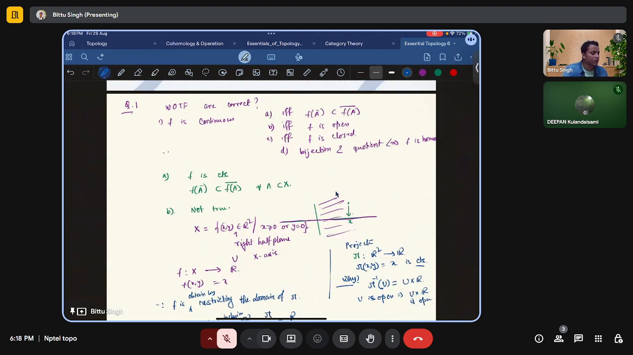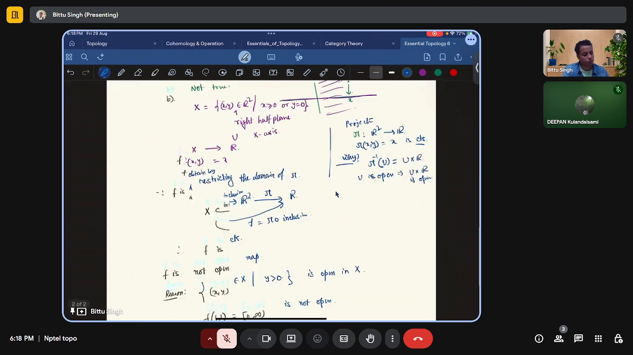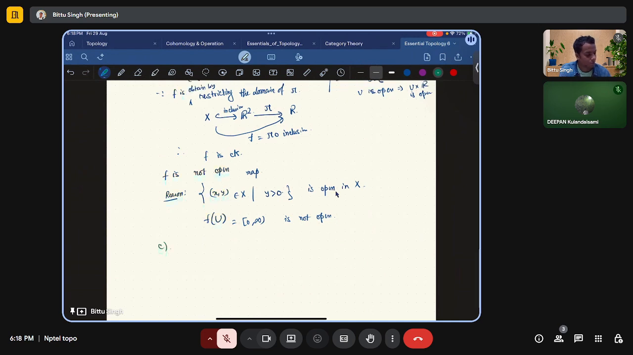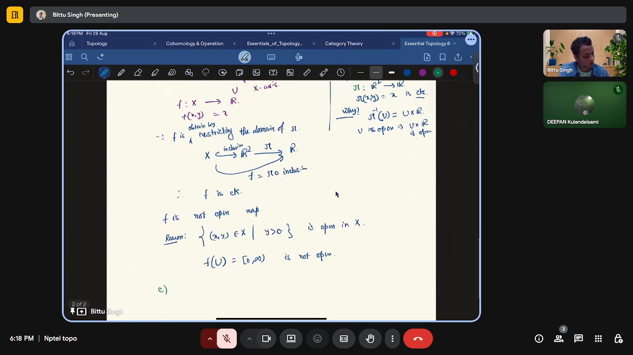Now, what about C? C is also not true. The same kind of example will work. Take the same map f from X to R. Now consider this graph, right? y equal to 1 by x.